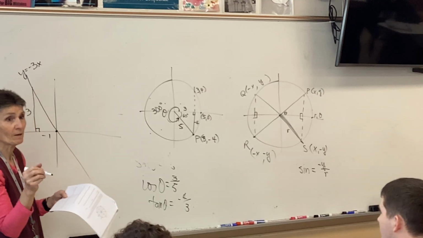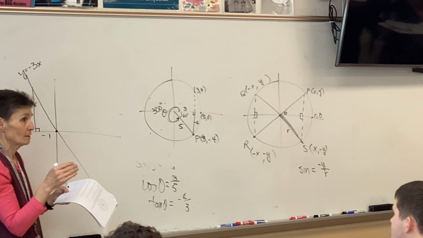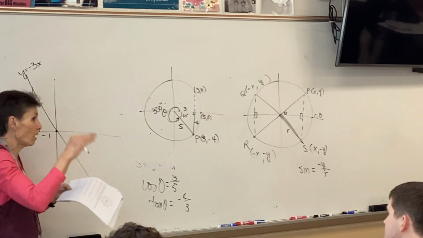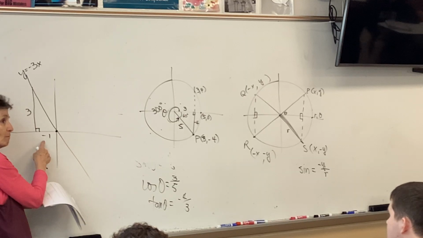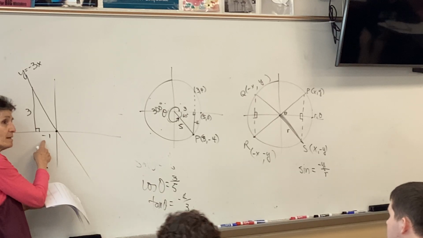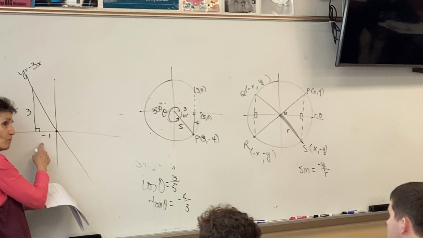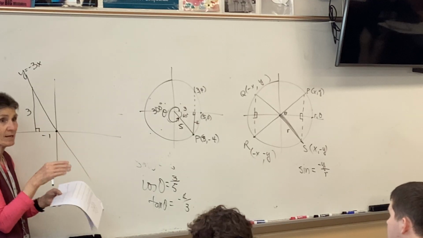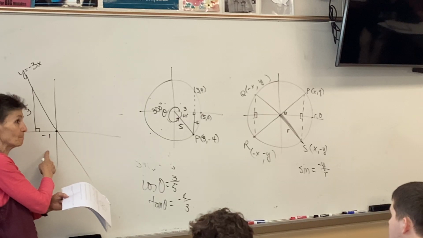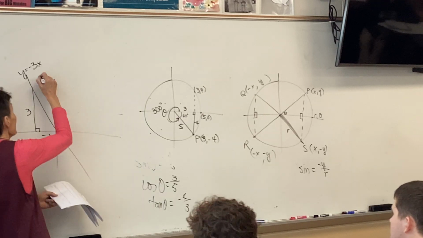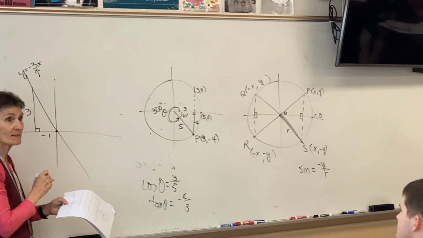All of your trig functions are ratios. Number over number, y over r, y over x, whatever. So if I do 3 over negative 1, that's fine. I could do 6 over negative 2, but that isn't going to change the tangent. The tangent is 3 over negative 1. Notice that the tangent is the same as the slope.